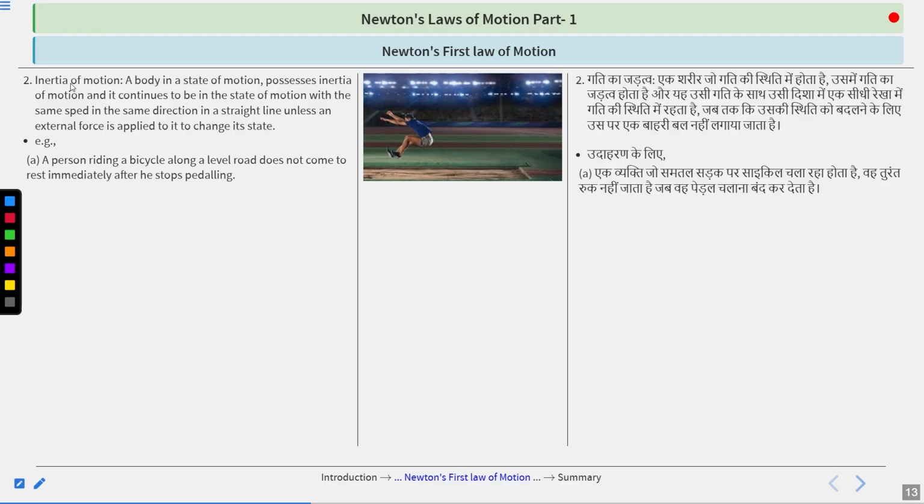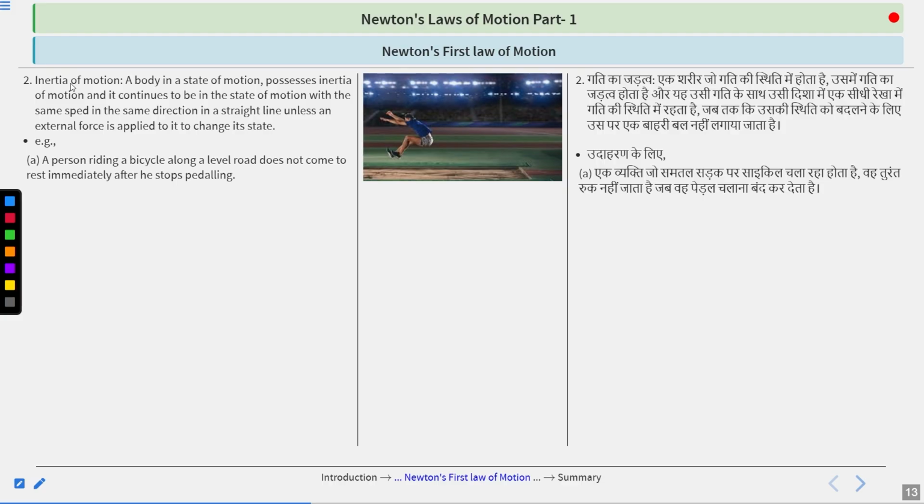Example: a person riding a bicycle along a level road does not come to rest immediately after he stops pedaling. Like, if you ever ride a bicycle, suppose you are pedaling the bicycle, but suddenly you stop pedaling. So what will happen? You will stop? No. It will take you some time to stop. Why? Because your cycle is in the state of motion, and it is not experiencing any external force to stop it.